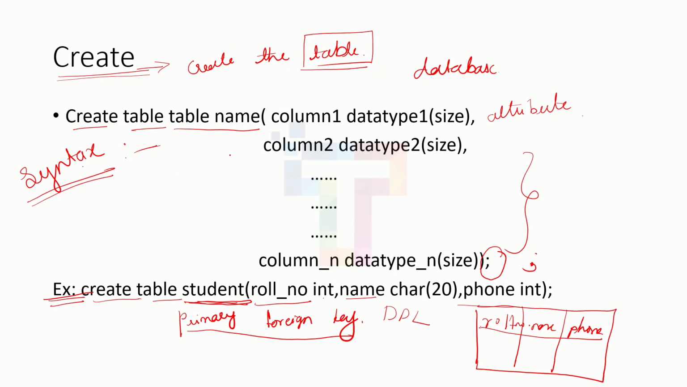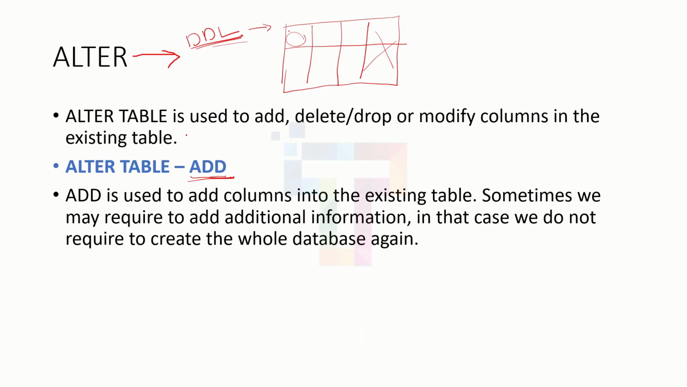See, in this student table, I have taken roll number, name and phone. I have already created this table, right? And later I get to know that I need two more columns, like address and date of birth of the student, to store in this student table. Then I'll use this alter command to add two more columns into the existing table. Add is used to add the columns into the existing table. Sometimes we may require additional information. In that case, we do not require to create the whole database again.